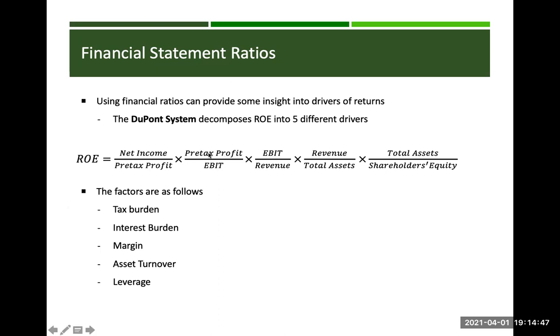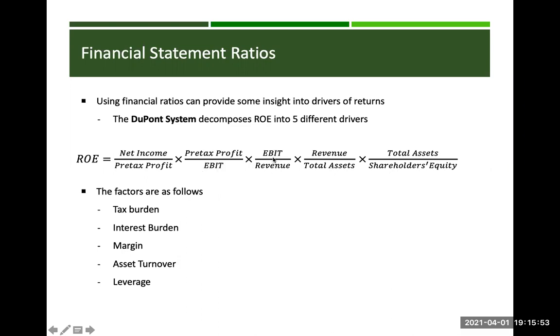Pre-tax profit over EBIT. Interest burden. So EBT over EBIT. Do you have to cover a lot in interest? So if you have a lot of interest expense, this is going to be very low. If you don't have a lot of interest expense relative to your financial performance, your business performance, then this will be very high, close to 1. If you have no interest expense, this will be 1.